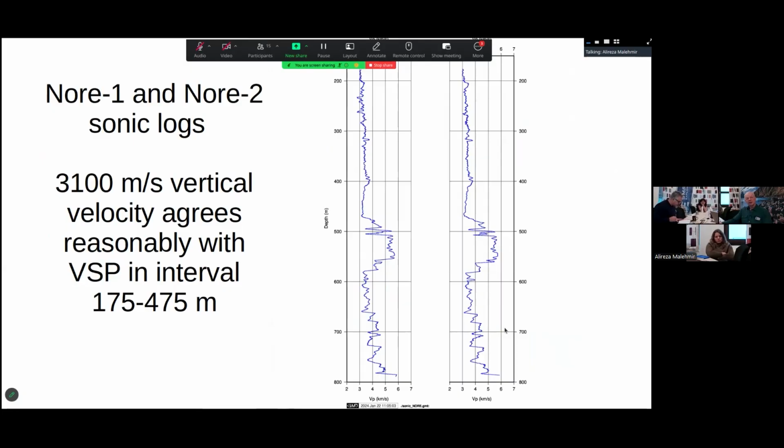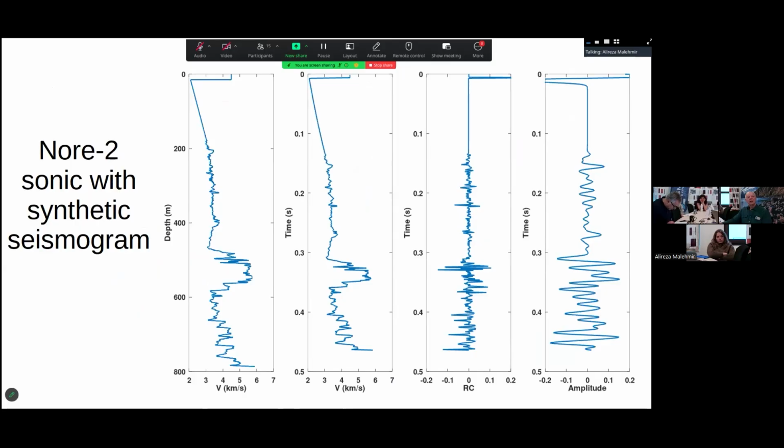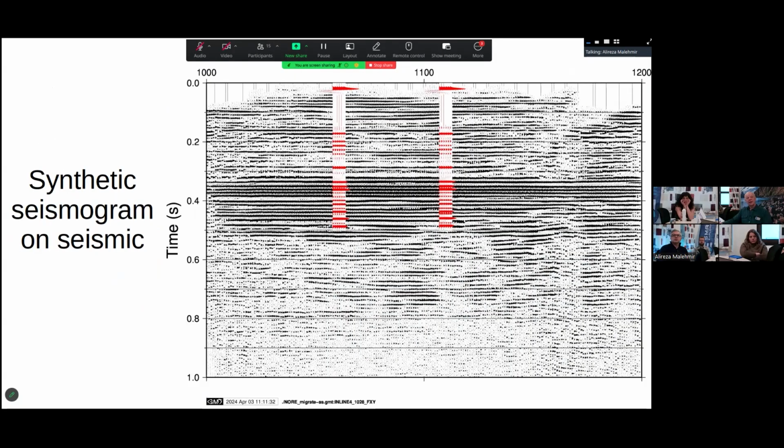Now when we look at the sonic log, we see that it's around 3,100 meters per second down to 500 meters, maybe a little bit greater than that. So we can take our sonic log. We don't have any sonic log information above 170 meters, so we use the DOS velocities. And we can then calculate a synthetic seismogram from the sonic log. And we can then compare with our 3D seismic data, and we see that they match quite nicely.